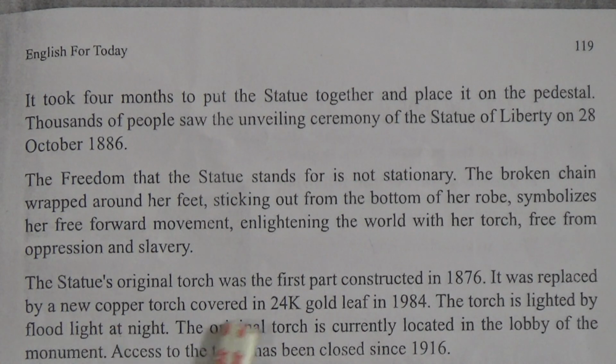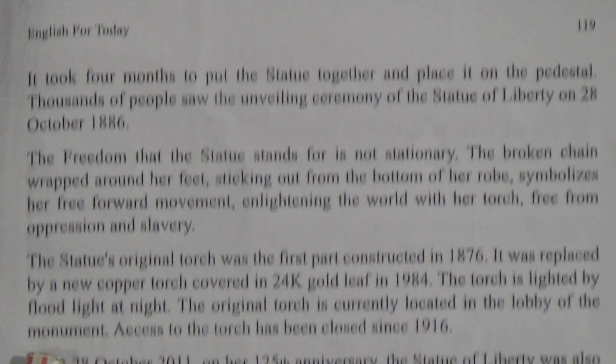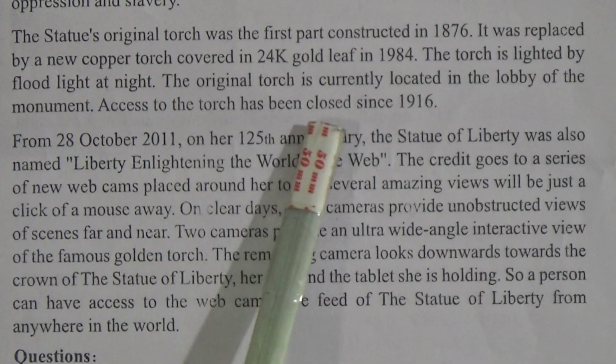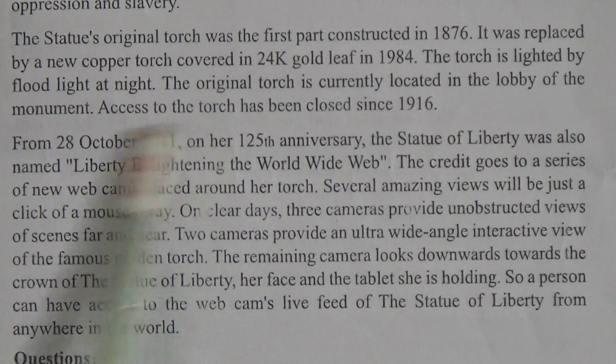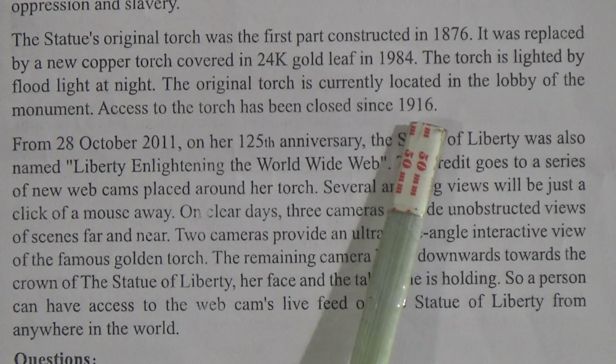The statue's original torch was the first part constructed in 1876. It was replaced by a new copper torch covered in 24 karat gold leaf in 1984. The torch is lighted by floodlight at night. The original torch is currently located in the lobby of the monument. Access to the torch has been closed since 1916.